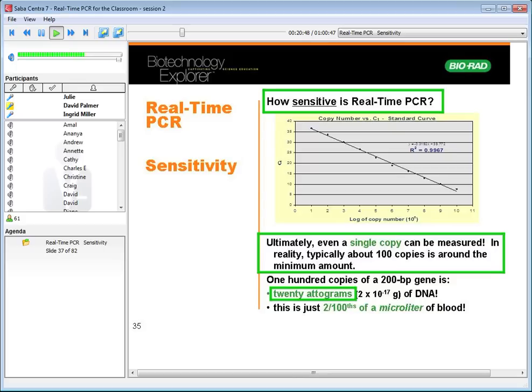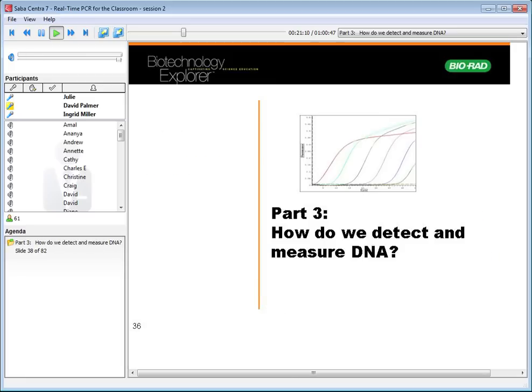Or if you were to work that out and figure out how much blood that would be in a blood stain, 2/100ths of a microliter of blood would contain about 100 copies of any particular gene. We all know how small a microliter is. Picture just 1/50th of that, and that's still easily detectable by PCR and real-time PCR. So it's kind of cool to share that with students. They like to see that part. So that's kind of the theory of real-time PCR.